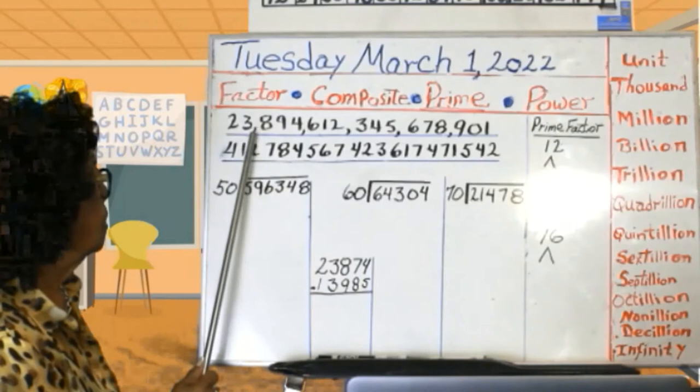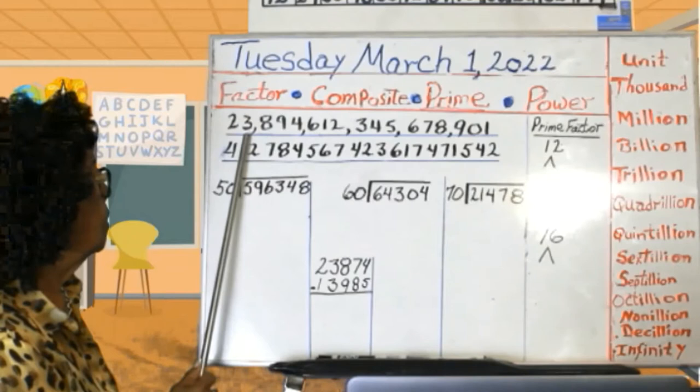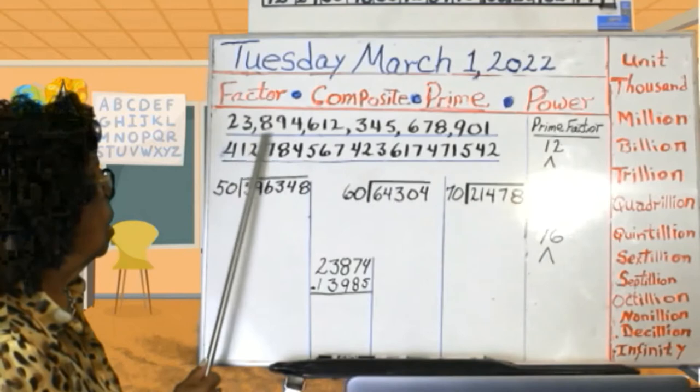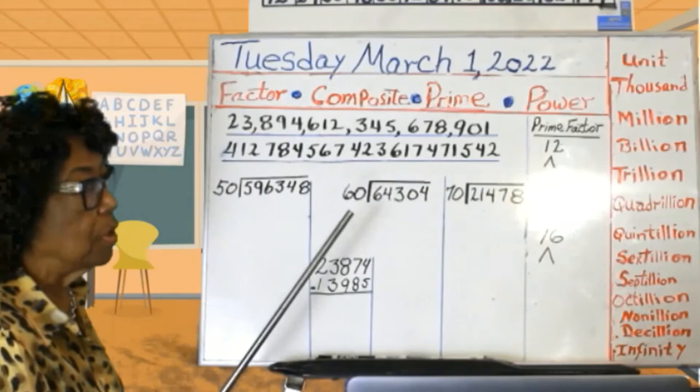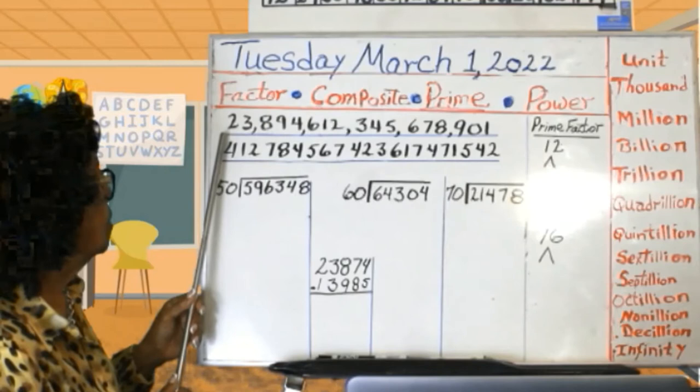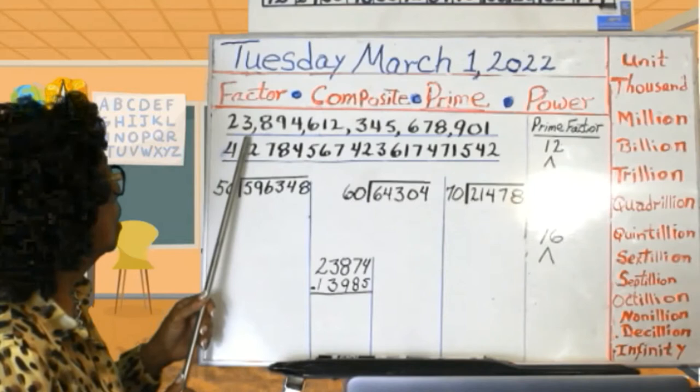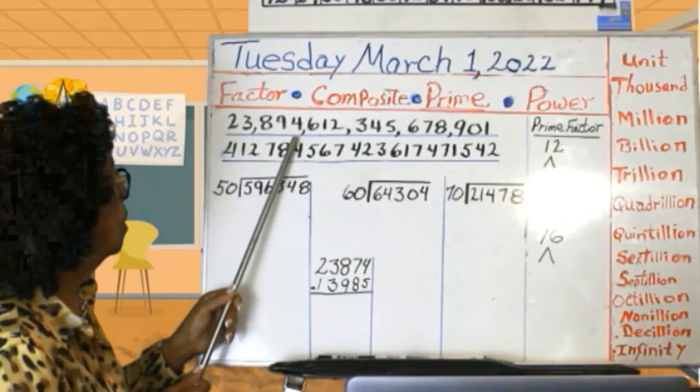yeah, it depends on how many letters you have. In this word, you don't have two letters at the end. You can say 1 quintillion, 1 quadrillion, 2 quadrillion. Very good. Now you want to read the problem. This problem is 23,894,694,612,000.